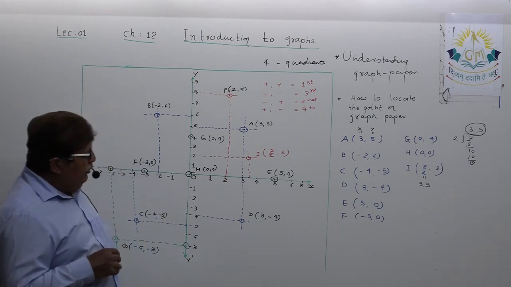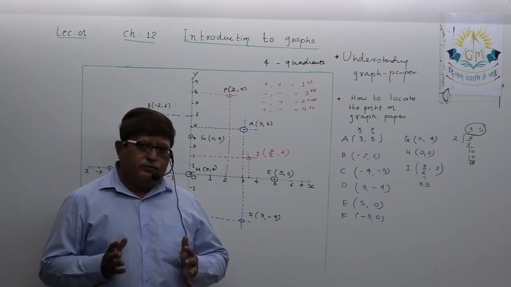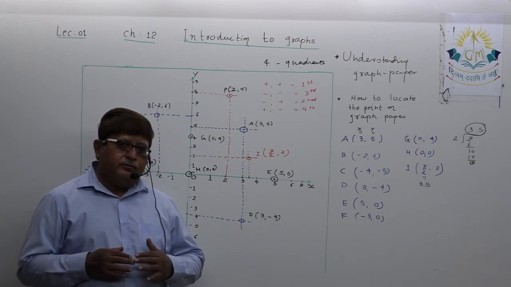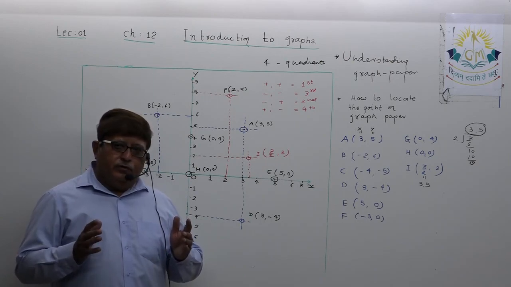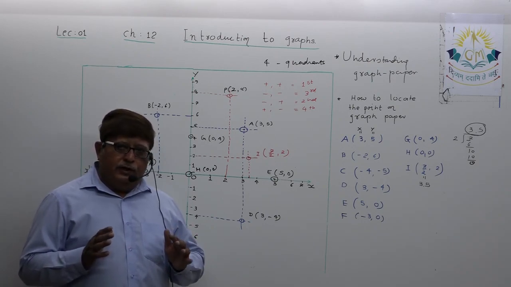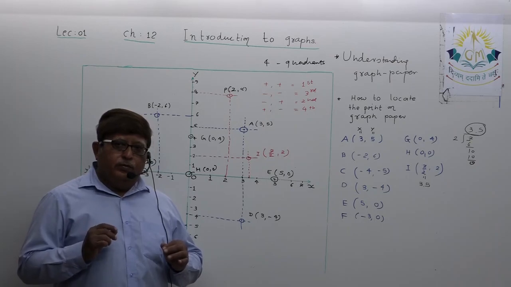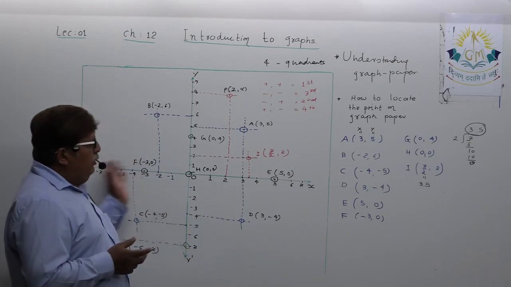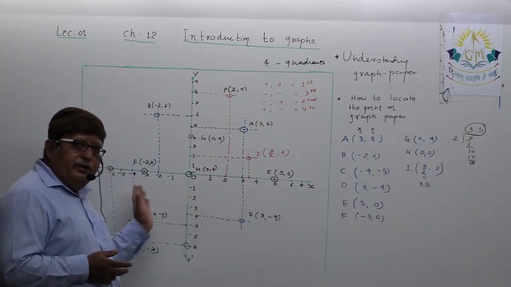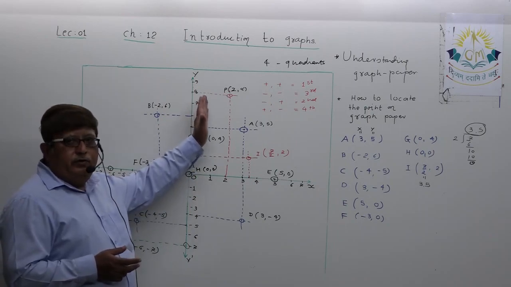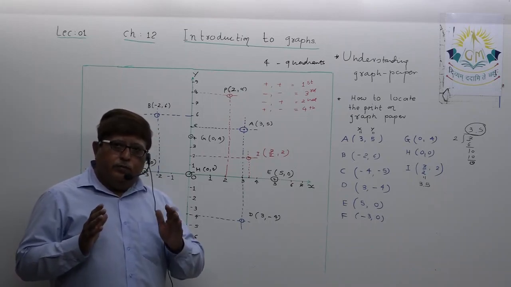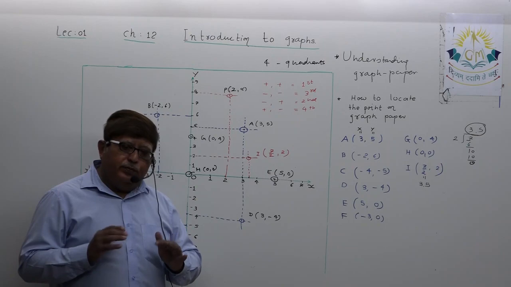Understand? So, dear student, today's lecture, our target was to make you understand what is actually a graph paper, how to prepare the graph paper. Whenever you are told to prepare a graph paper, what do you have to do? Two axes, and you have to represent all coordinates: positive x coordinate, negative x coordinate, positive y coordinate, negative y coordinate. This is what is called preparing the graph paper.